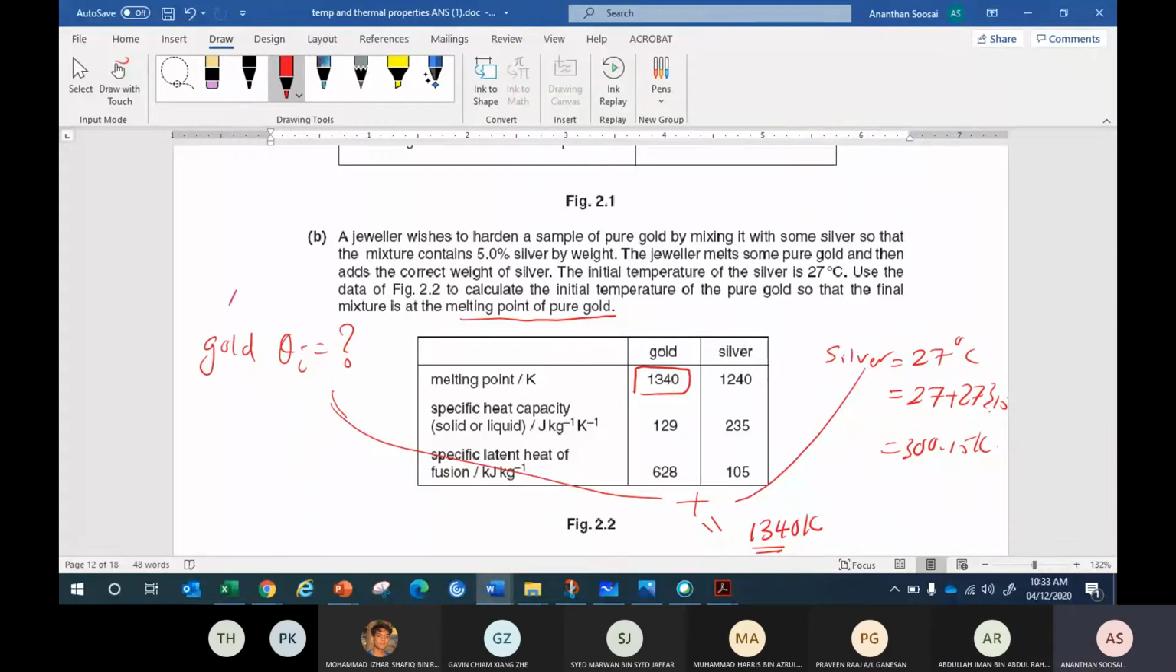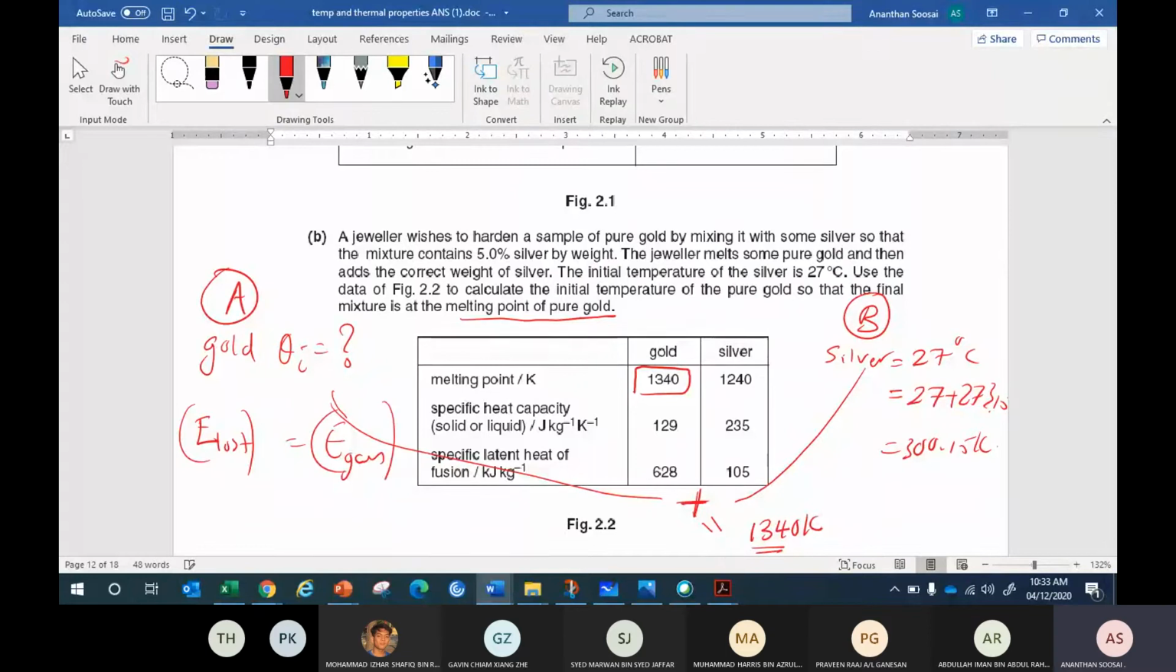Okay, so gold is the body A, silver is like the body B. Both are in thermal contact. Final temperature becomes 1340 Kelvin. What must the initial temperature of the gold be? So your working is energy lost equals energy gained.